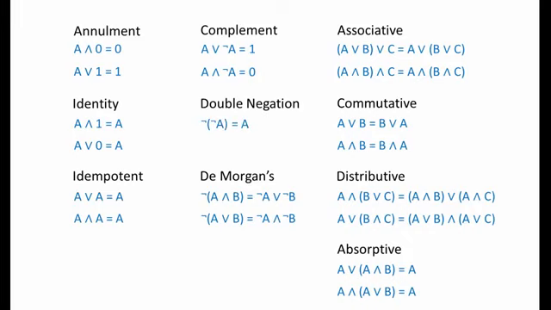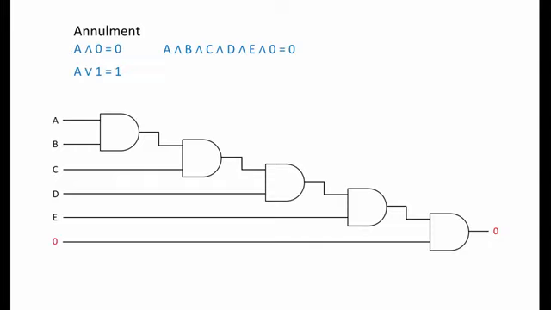Let's also take a look at some useful interpretations of these laws before we see them in action. The Annulment Law states that any variable ANDed with 0 is 0. Think about it. Any number of different variables ANDed together with at least one 0 in the mix will also result in 0. This becomes clear when you examine this combination of AND gates.